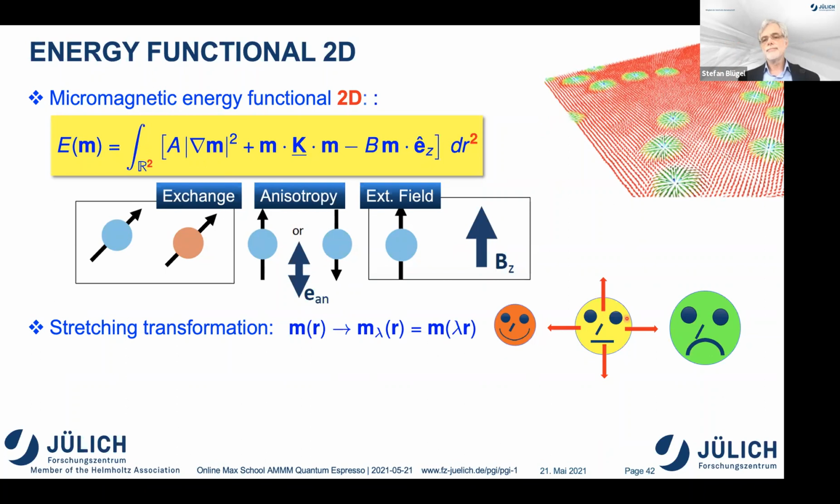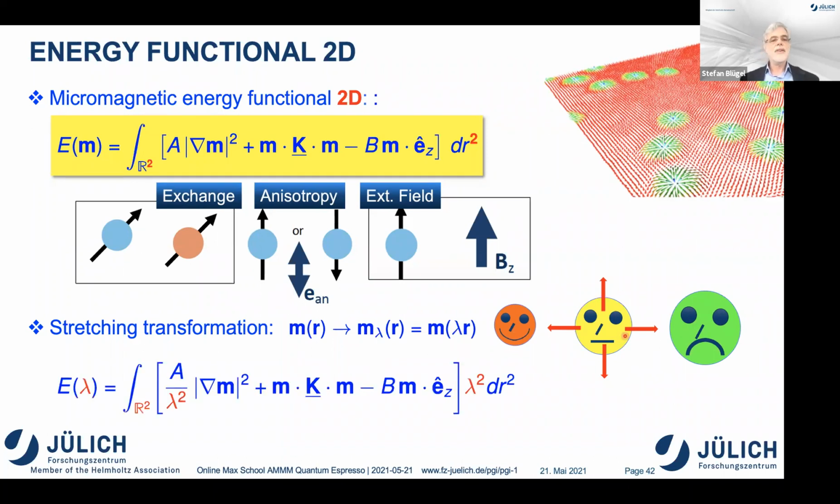So I take my skyrmion. I basically squeeze the skyrmion a little bit by basically scaling up the radius of this magnetization, or make it a little bit larger, this way or that way. If I do that, of course, the energy depends somehow on this stretching parameter. You see here, you have here a first derivative square. Due to the scaling, this becomes 1 over lambda square. Then I have here, due to this dr square, a lambda square.